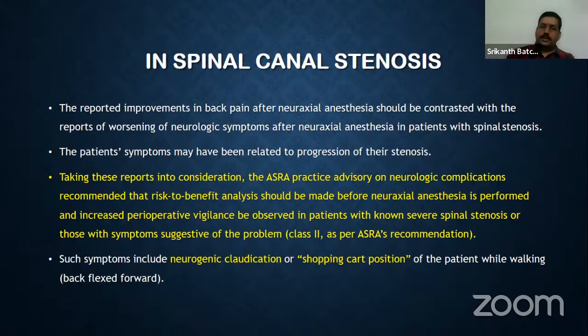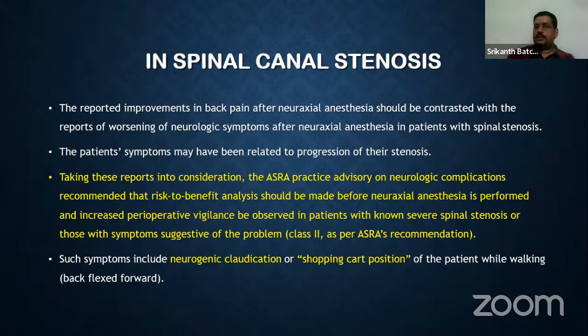So taking these reports into consideration, the ASRA practice advisory on neurological complications, published in 2015, 5 years after that study, recommends that a risk to benefit analysis should be made before neuraxial anesthesia is performed, and increased perioperative vigilance be observed in patients with known severe spinal stenosis or those with symptoms suggestive of the problem. It is class 2 as per ASRA's recommendation. What are the symptoms we need to identify?